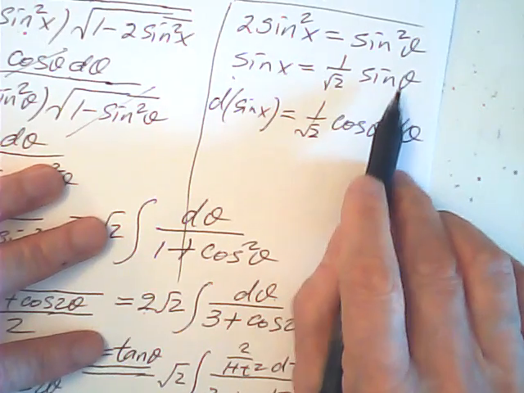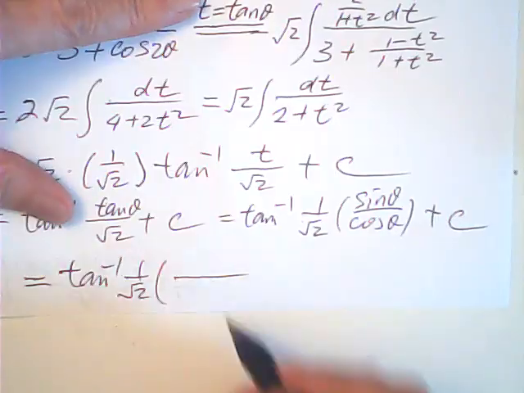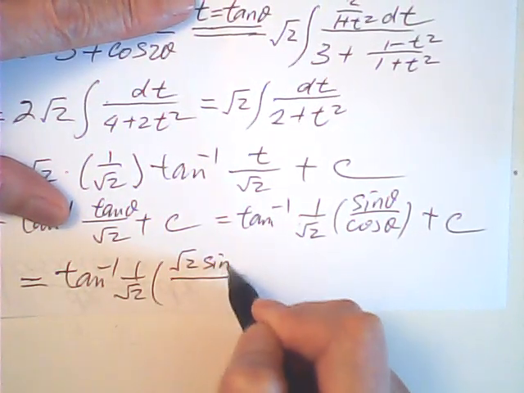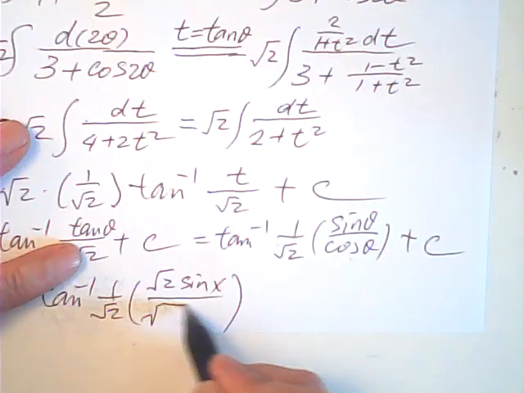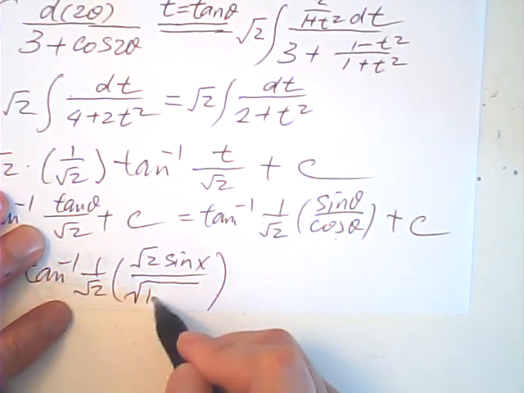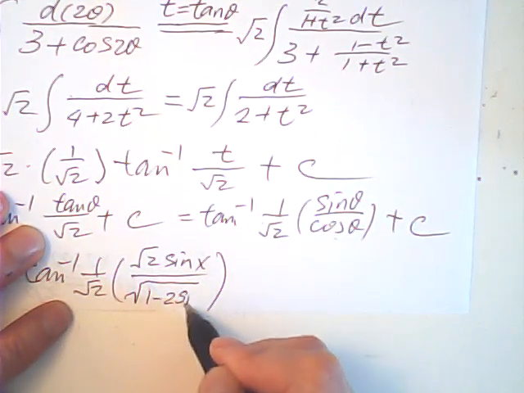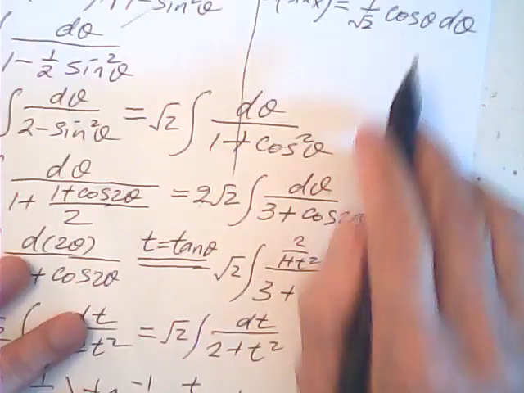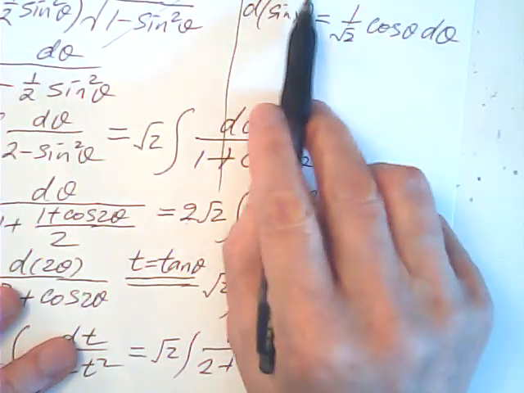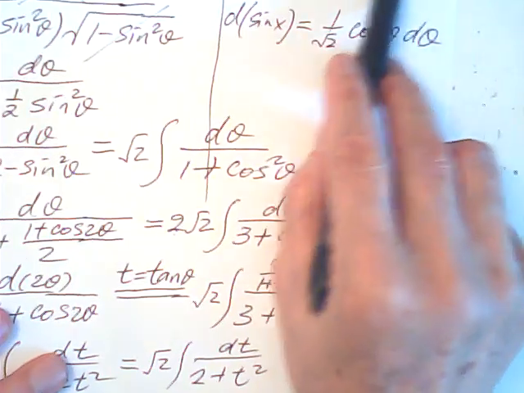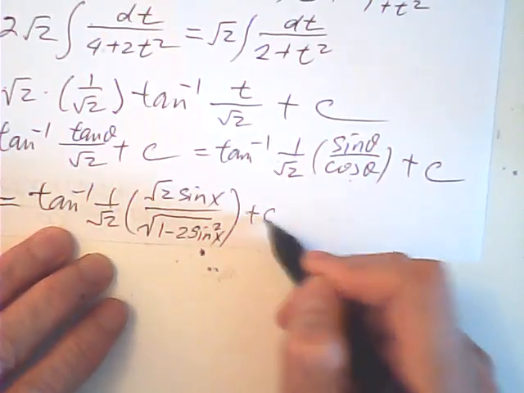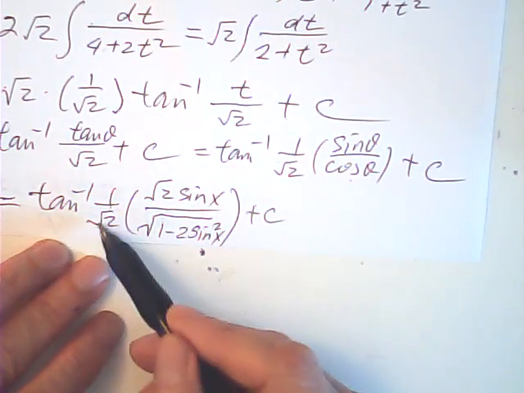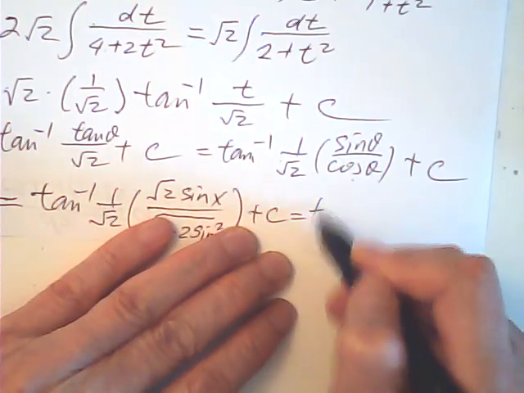Sine theta is root 2 sine x, right? Cosine is 1 minus 2 sine square x. See? Cosine is 1 minus sine square, 1 minus this is, yeah. Then root 2 cancels out. It's arctangent.